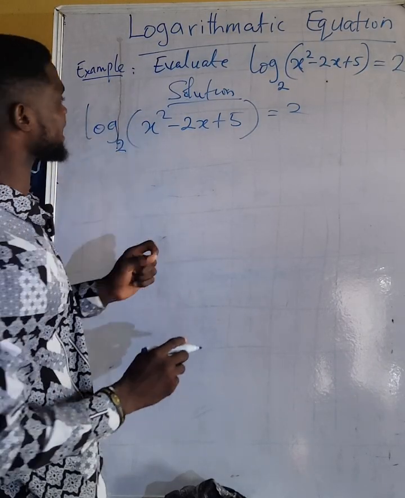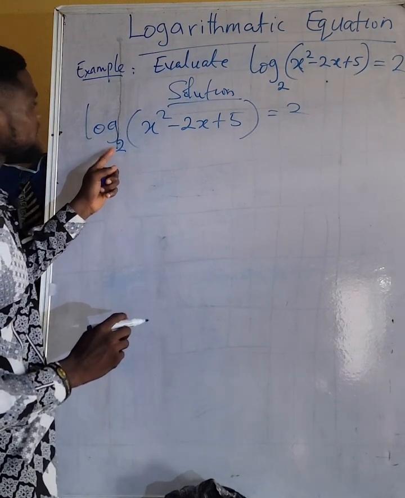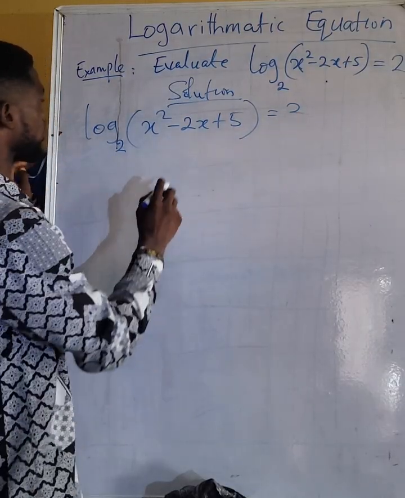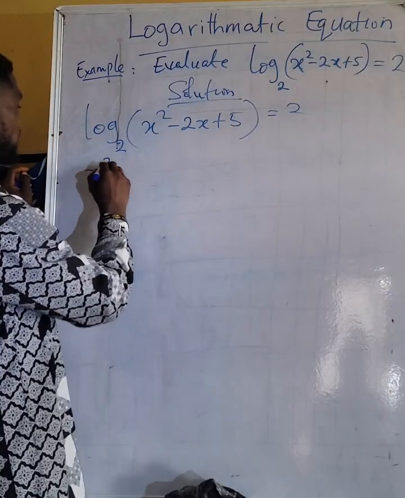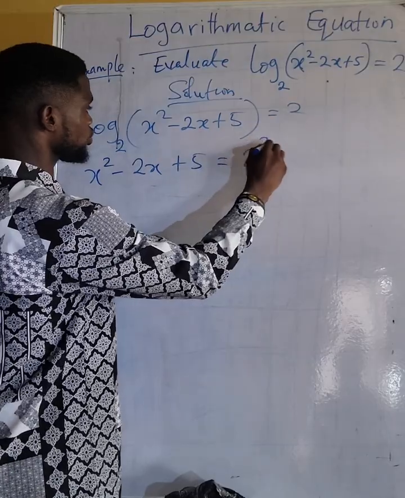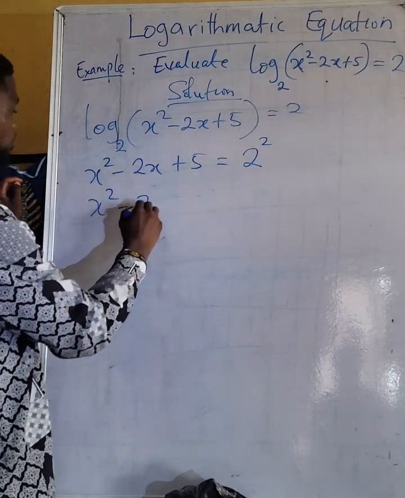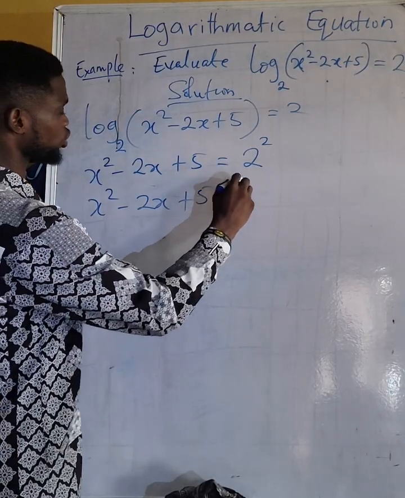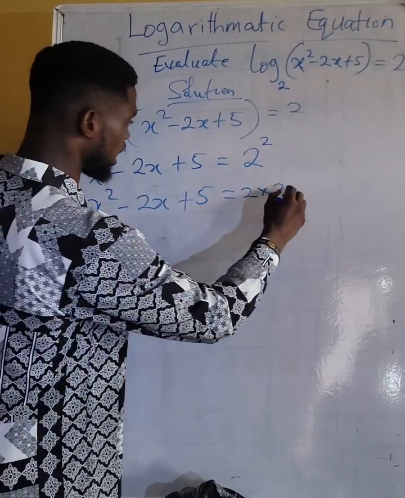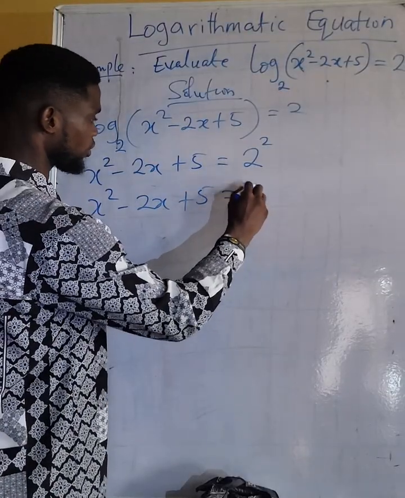Remember, from our first example, the base will be raised to the power of what the log equals. So we are going to have x squared minus 2x plus 5 equals 2 raised to power 2. 2 raised to power 2 is 2 times 2, which is 4. So you come back and write 4.